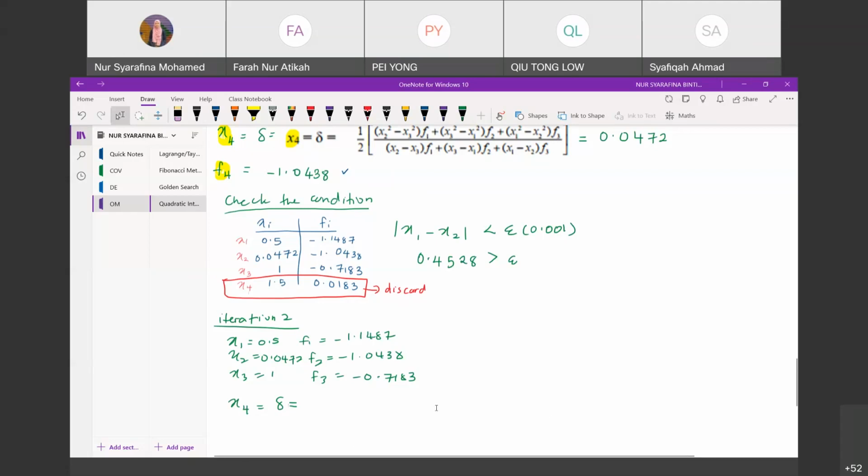Okay, please proceed until you reach iteration 5. Only 5 iterations. Okay, please proceed. Then we discuss.